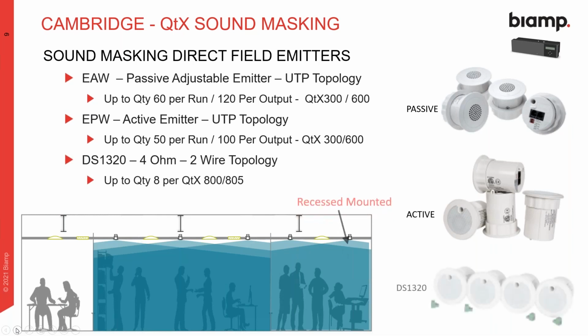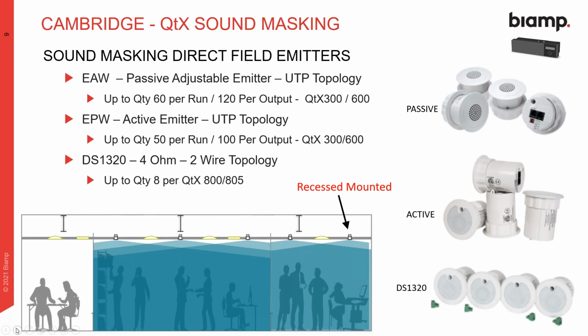And then we have the additional SKU that is called the DS1320. And this is basically our active emitter that was redesigned to be a 4 ohm device with 2-wire topology. So this can now be used with our QTX 800 and 805 in a single connection 4 ohm topology to do some granular adjustments. It can also be used for paging and background music.